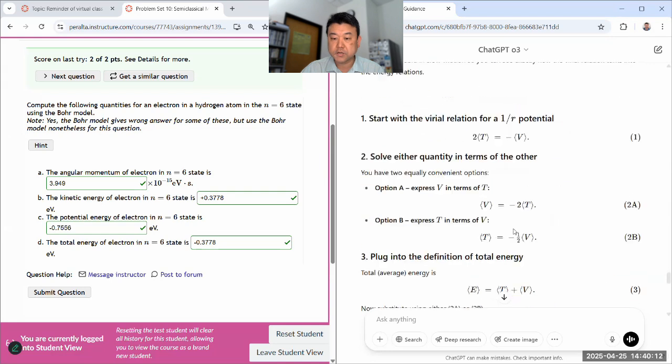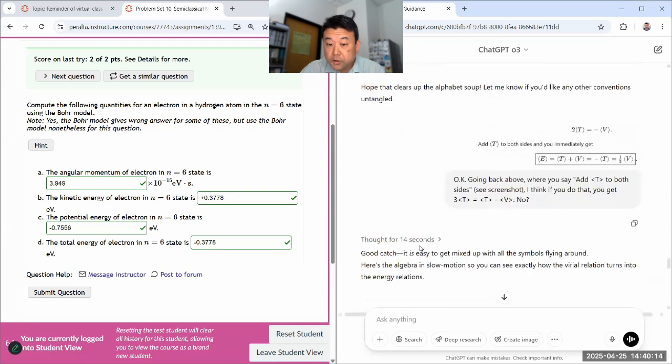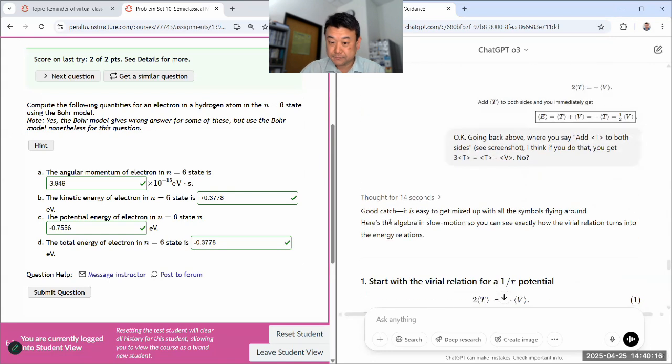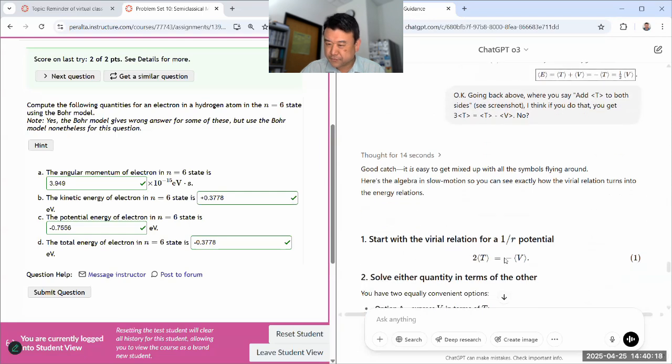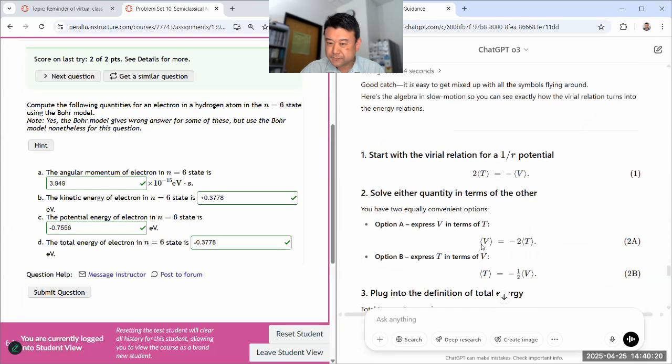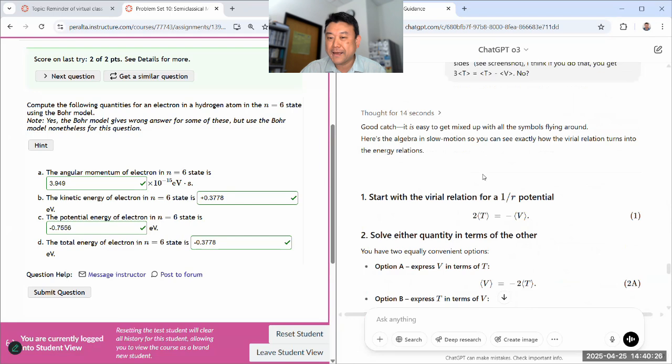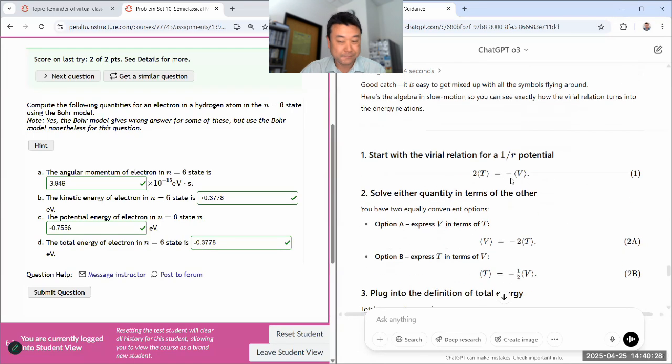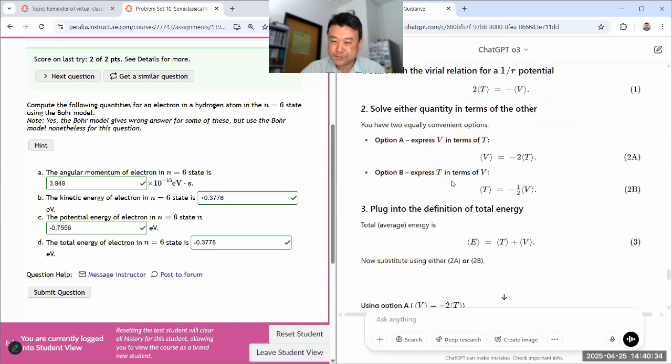Let me look at ChatGPT's thing. Going there. Yeah, good catch. Virial theorem. Okay. Yeah, it didn't acknowledge its own mistakes. They're not adding T, but we can still go through it. From here, two equally convenient options. All right, solve it for. Or I guess you could do both.